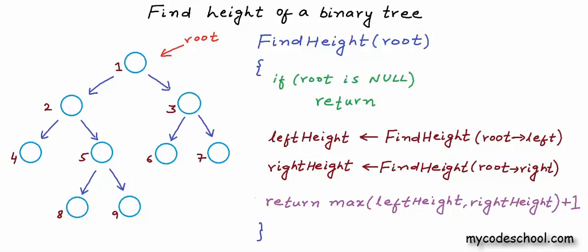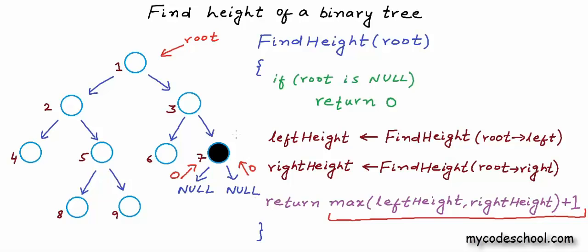If I have made a call to find height of let's say this leaf node, this node with number 7. Then for this guy, both left and right children are null. In call for this node number 7, we will make 2 recursive calls, passing null in both the calls. So what should we return? Should we return 0? If these 2 calls will return 0, then height of 7 will be 1, because in the return statement here we are saying max of left and right height plus 1. But as we had discussed earlier, height of a leaf node should be 0. So if we are returning 0 for root equal null, it's not alright.